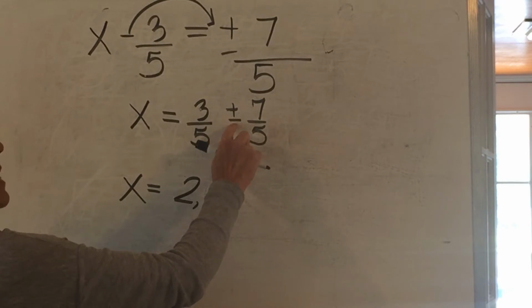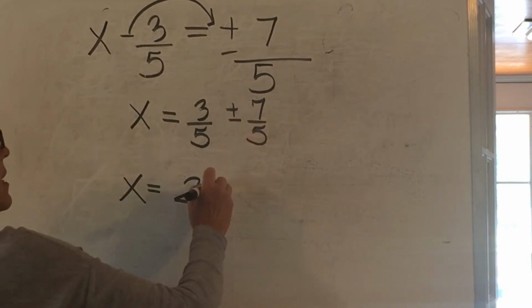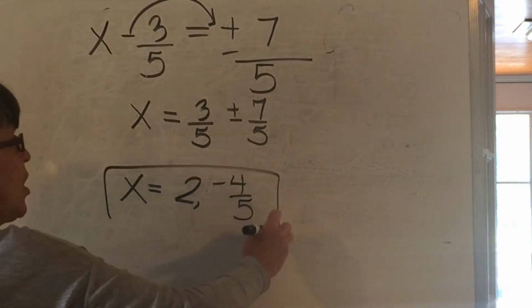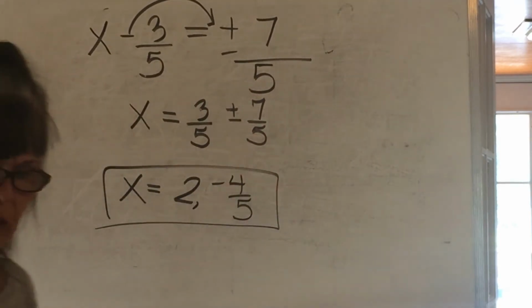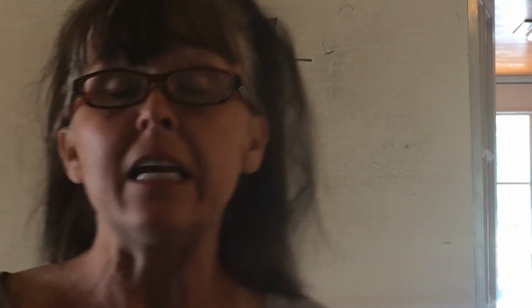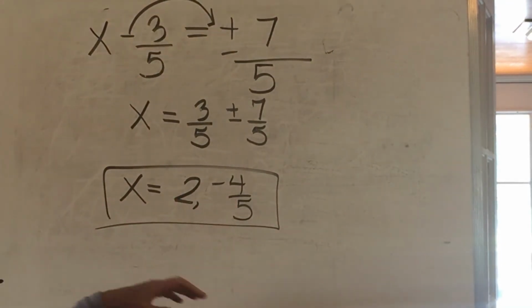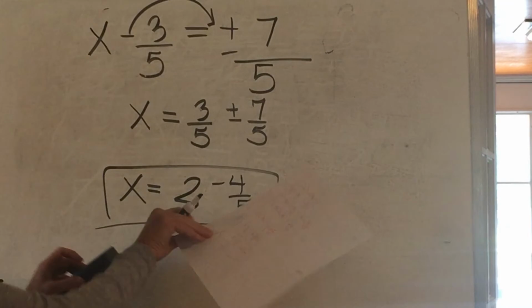3/5 minus 7/5 is negative 4/5. And again, what are your answers? They're the x-intercepts. If you were to graph this, this would be a parabola, concave up, because the leading coefficient was positive. And it would cross at those numbers. Okay, let's do another one. Only have one more.